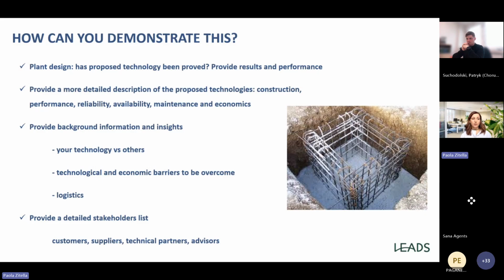And you also need to compare your solution to the alternatives. As already said, it's not a state of the art based just on literature, but you need to compare your project and your technology to the already existing industrial ones. You need to analyze logistics.